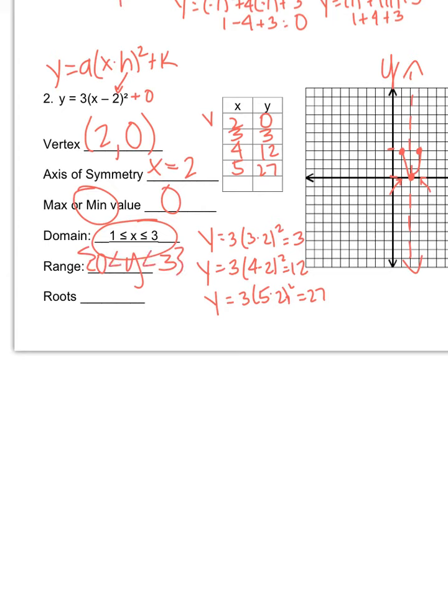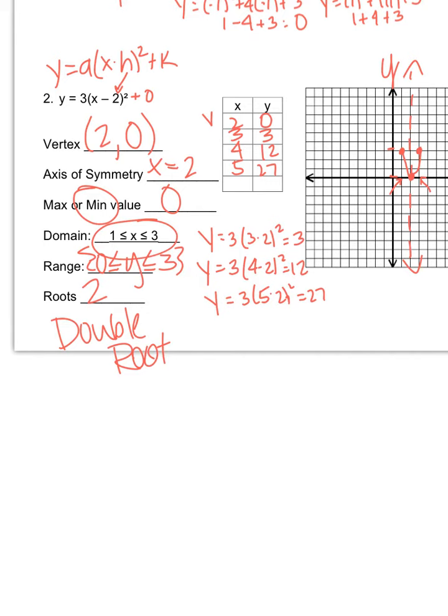Notice that it's equal to 0 and also equal to 3. Your roots are where it crosses the x-axis. Notice that it only crosses at one point, and that's at 2. Remember, that's called a double root when it only crosses once. It's also your vertex, which was (2, 0).